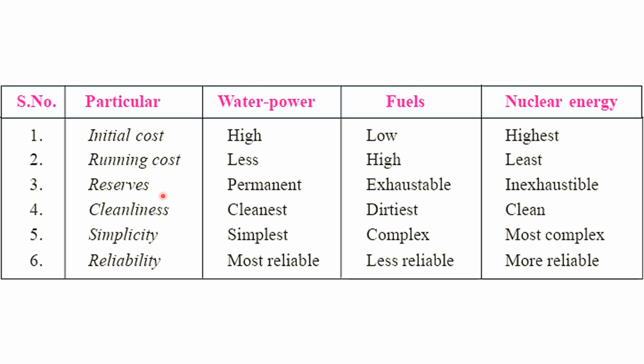Then reserves. As far as reserves are concerned, water reserves are permanent. Water is available and it will remain available as long as humankind exists, because if there is no water, humankind will cease to exist. So water resource is permanent. There is no problem here. The fossil fuels are exhaustible. By exhaustible we mean that their resources are depleting, and they may completely deplete in 100 or 200 years if no extensive resources are found in the near future. So they are exhaustible.